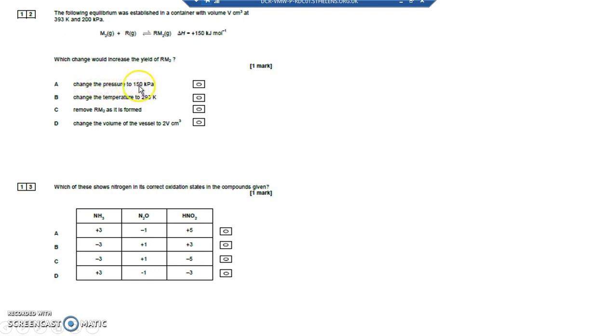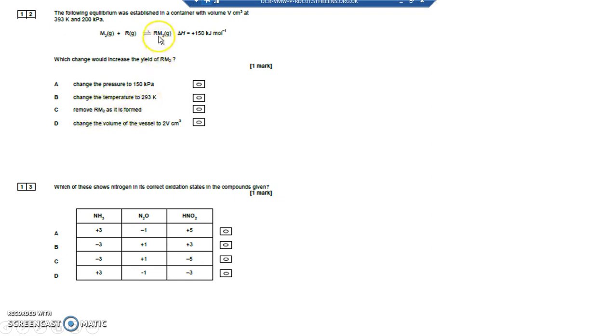So changing the pressure to 150 pascals, lowering the pressure, no, we would have to increase the pressure. Change the temperature to 293 from 393, in other words, lower the temperature. No, increasing the temperature by Le Chatelier's principle would move it to the right hand side because it would try and lower the temperature, to oppose that change, and shift to the right hand side. So an increase in temperature would shift it to the right hand side, not a decrease in temperature.